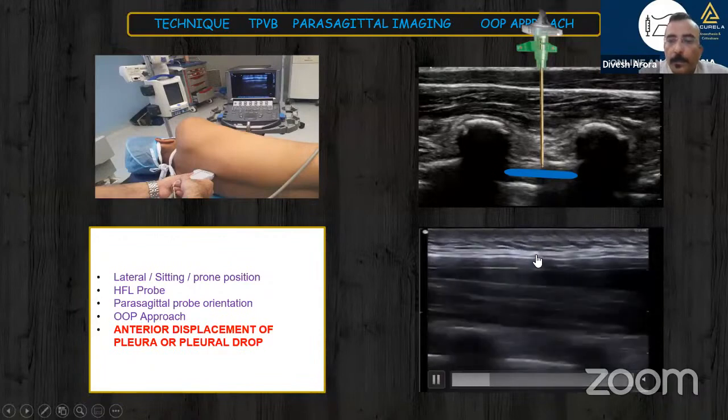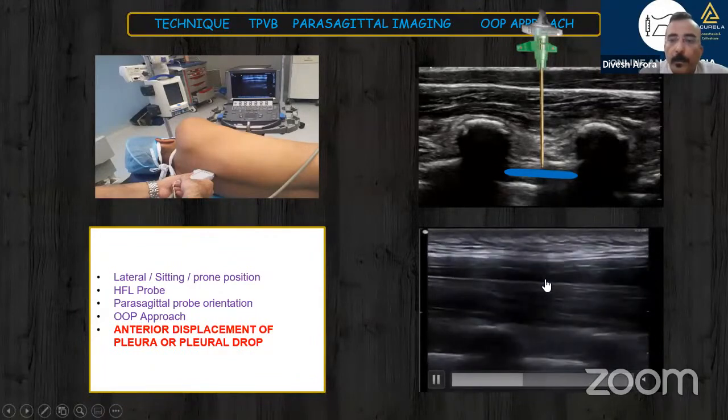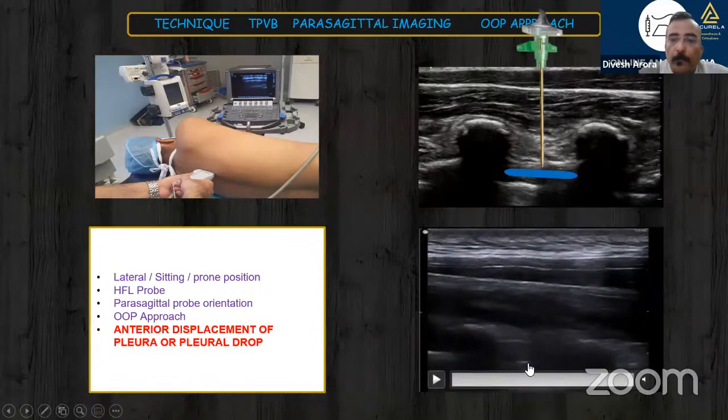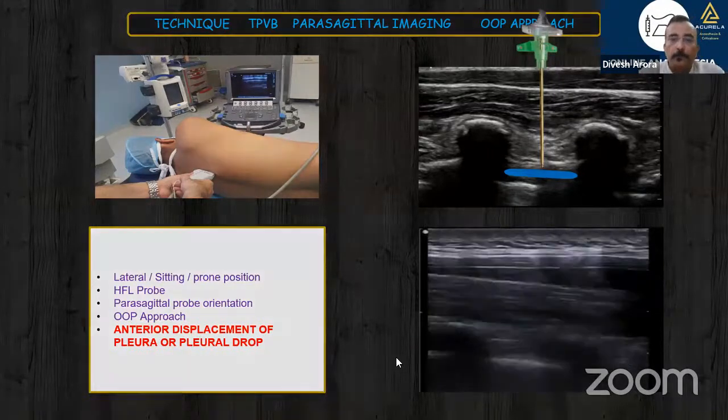Again, in this case, the out-of-plane approach, the needle cannot be appreciated. It's the indirect movements through the various muscles which can be appreciated. Now you can see the pleura has dropped, and we have completed the block.